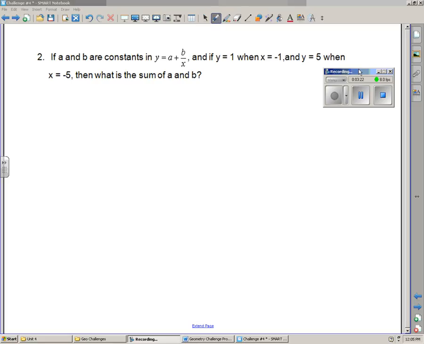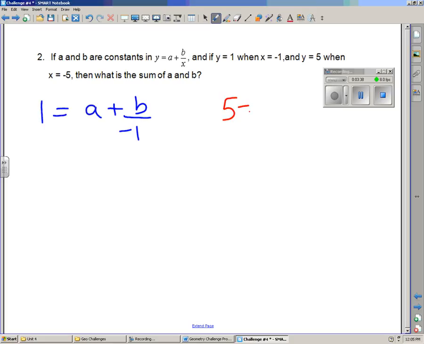So we can substitute for the first one. If y equals 1 when x is -1, then we know that 1 equals a plus b over -1. For the other equation, 5 equals a plus b over -5. Another way to rewrite the first equation: anything divided by -1 is just the negative of that piece. So make sure you're okay with what we're doing here. 1 is just a minus b. Okay, so b divided by -1 is just -b. I'm going to leave that as is.